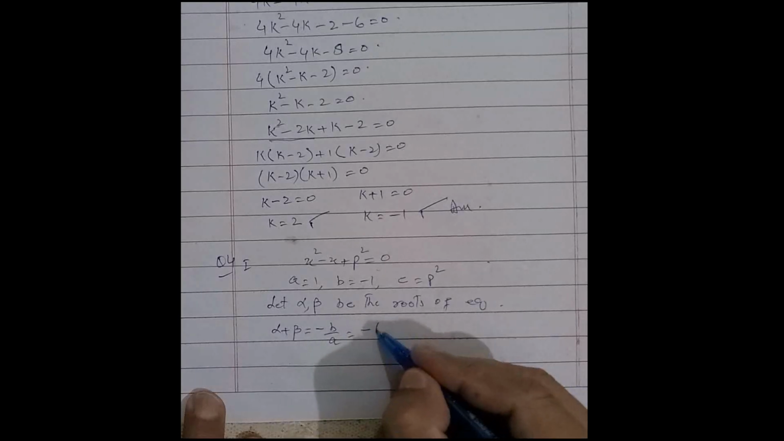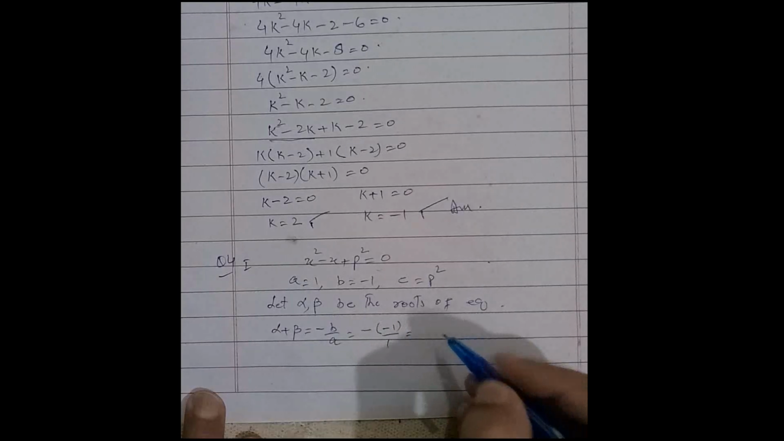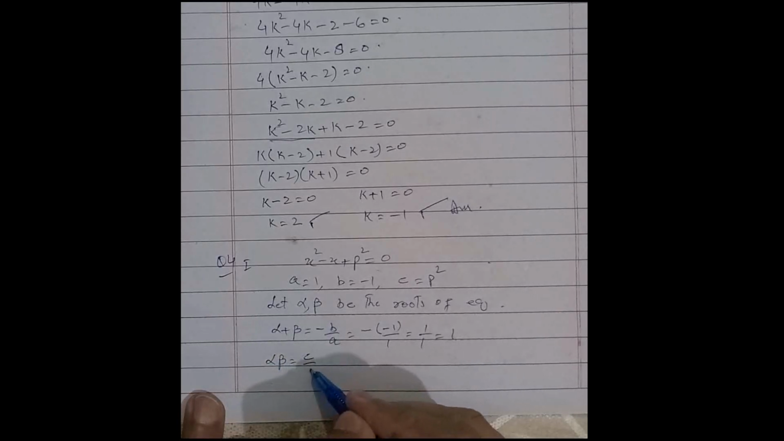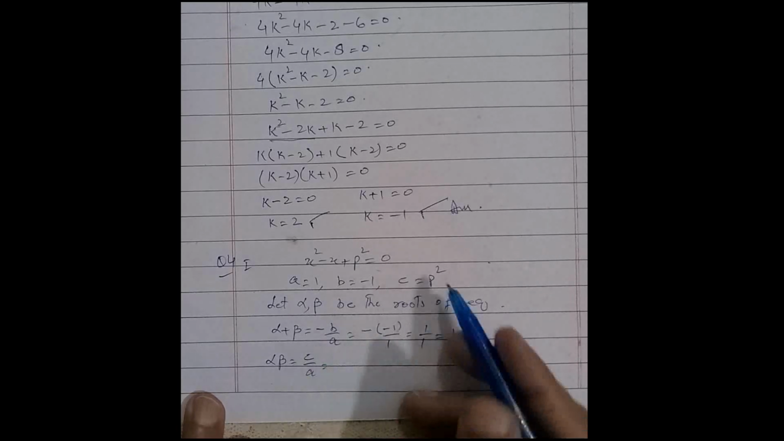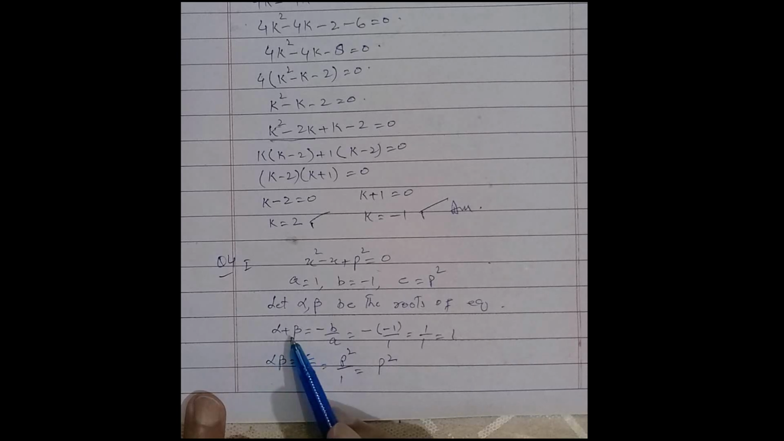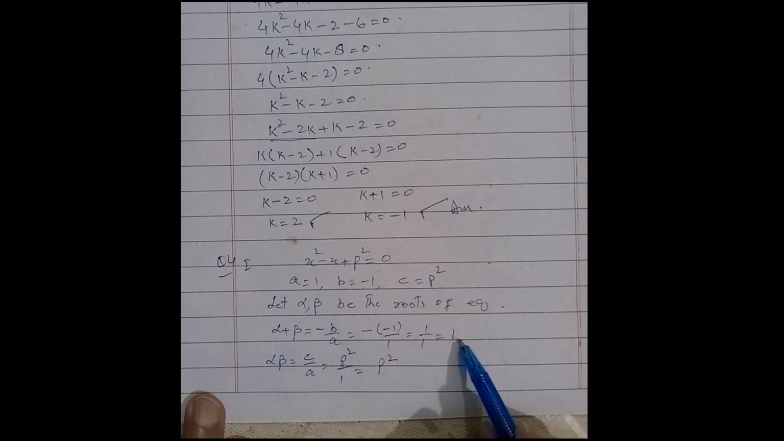We get minus minus 1 over 1, which is equal to 1 over 1, equal to 1. Sum of roots is equal to 1, and product alpha beta is c over a. Putting the values of c and a, we get c is equal to p square and a is equal to 1, and it is p square. Here we get the sum of the roots, alpha plus beta, is equal to 1, and the product alpha beta is equal to p square.